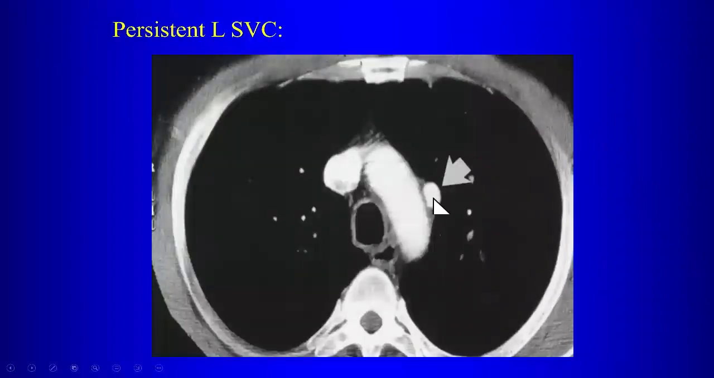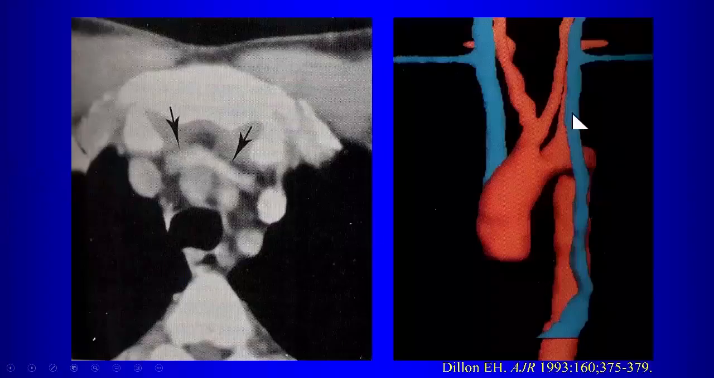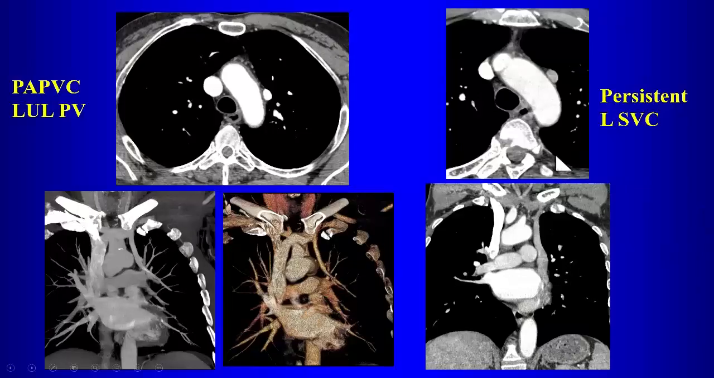So persistent. When you have a vessel like that in the anterior mediastinum, your two possibilities are persistent left SVC versus partial anomalous pulmonary venous return of the left superior pulmonary vein. The persistent left SVC drains down to the coronary sinus, whereas the partial anomalous pulmonary venous return vessel drains up to the left brachiocephalic vein.